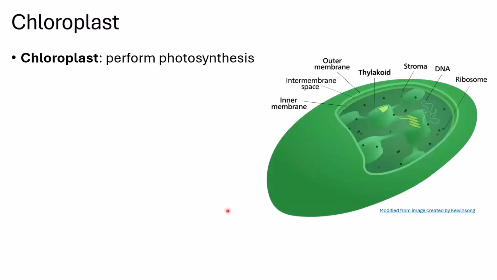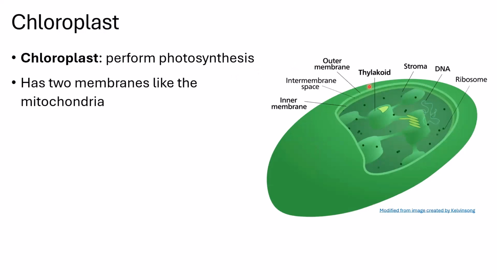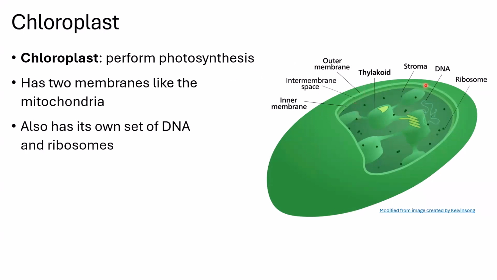Chloroplasts are found only in plants and perform photosynthesis, and we will learn about its structure and role in more detail later as well. Like the mitochondria, the chloroplast also has two membranes and its own set of DNA and ribosomes.